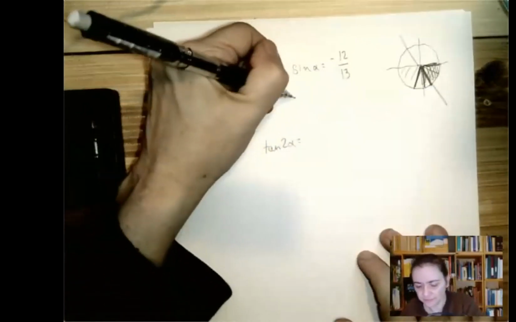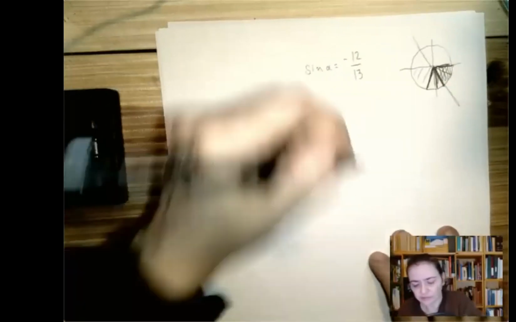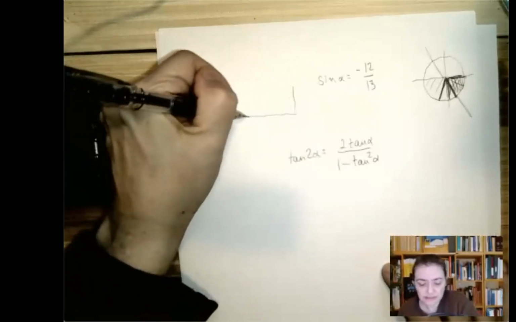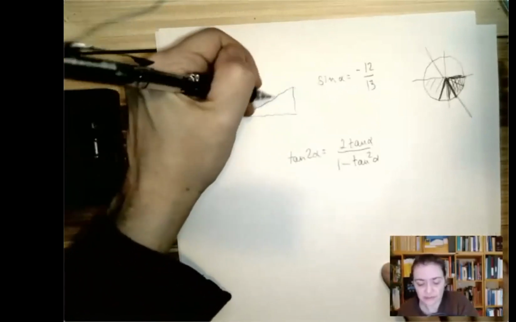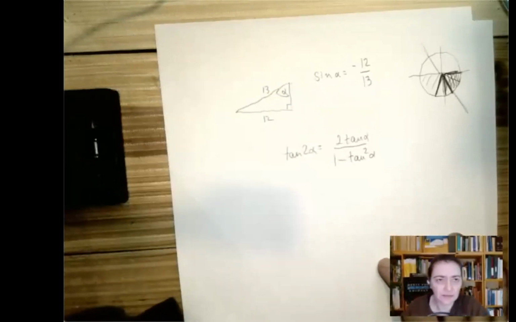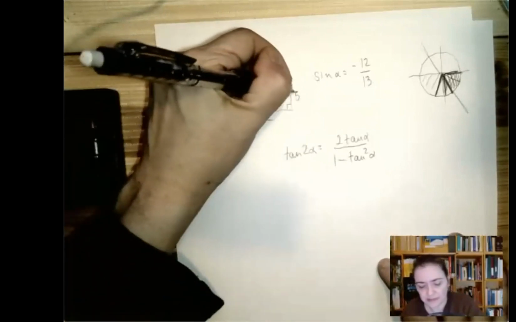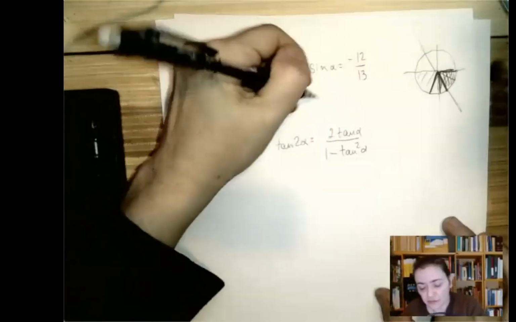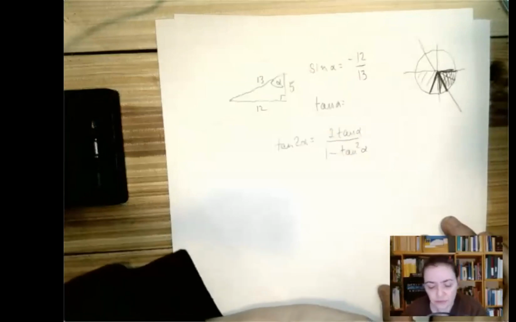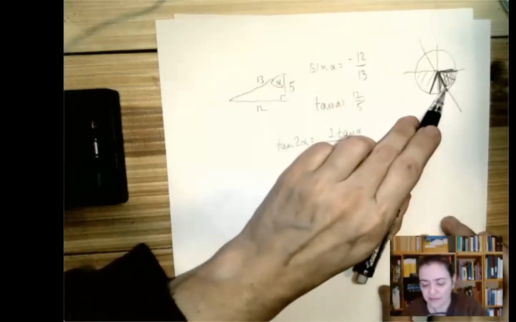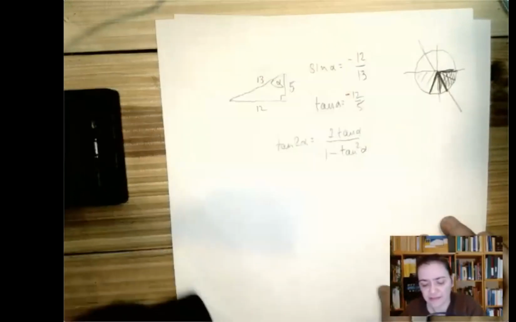So tangent 2 alpha, as we said, involves tangent alpha. Now let's see. Ignoring the signs, we can draw a triangle where sine alpha is 12 over 13, like so. And then the Pythagorean theorem will tell us that the missing side is 5. This is the famous 5, 12, 13 triangle. And then the tangent alpha, well, the numerical value we know is 12 over 5. But we also know from which quadrant we are in that it's negative.